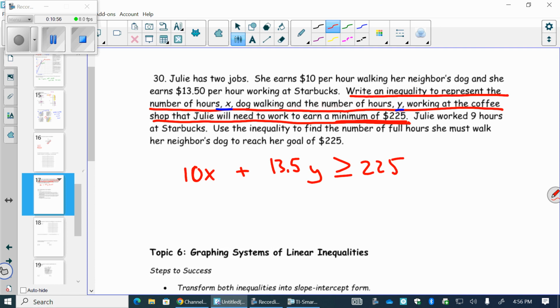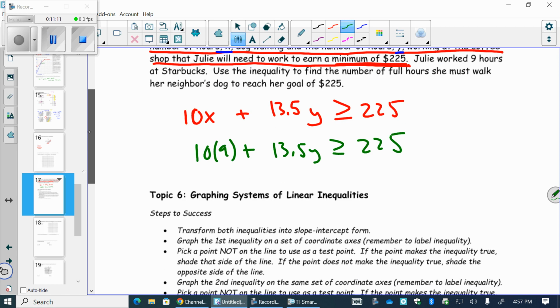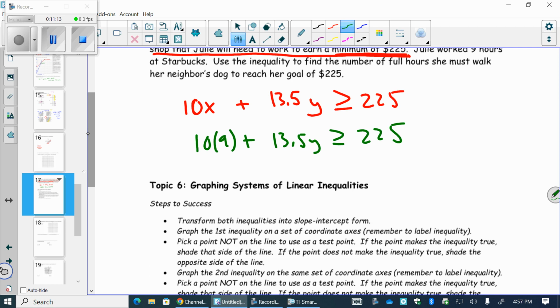Julie worked 9 hours at Starbucks. Use the inequality to find the number of hours she must work to reach her goal. So if she worked 9 hours at Starbucks, that means x is 9. You plug 9 here, plus 13.5y is greater than or equal to 225. And I just need to solve this inequality. So what am I going to do now?